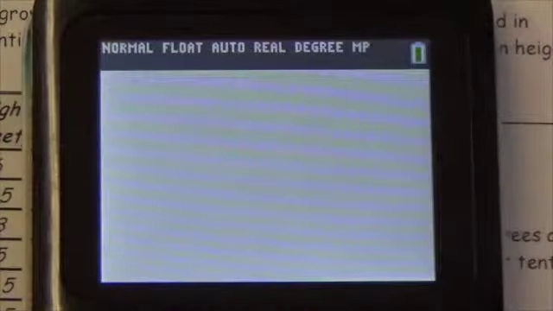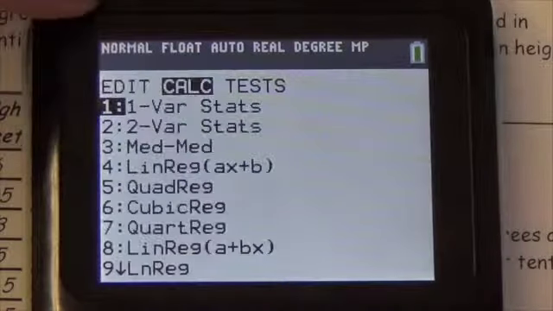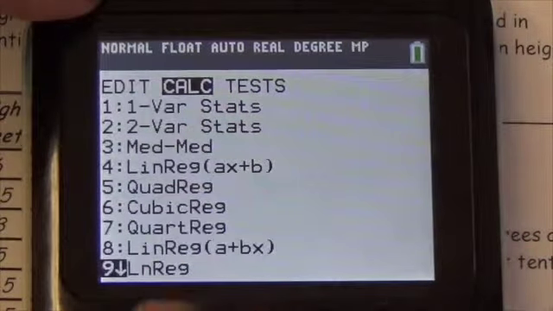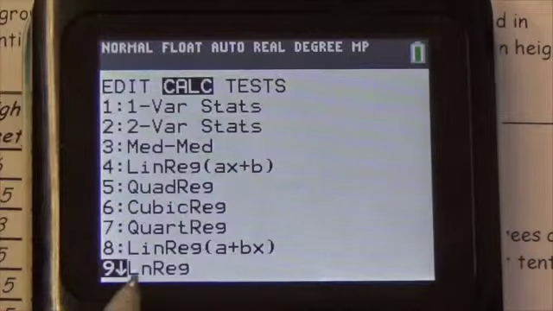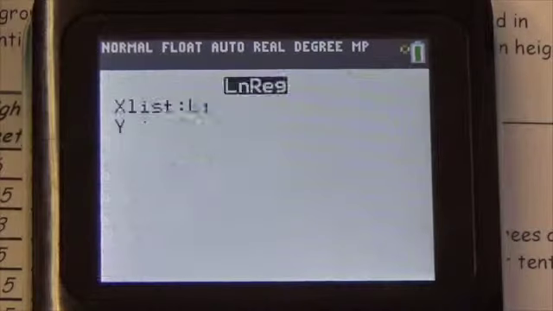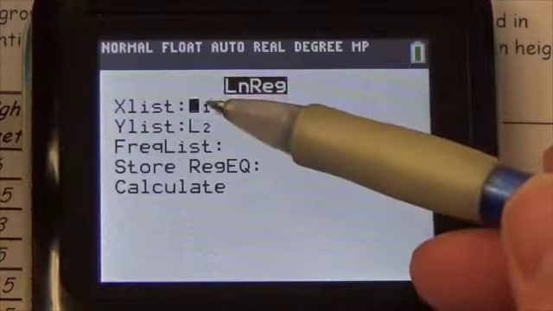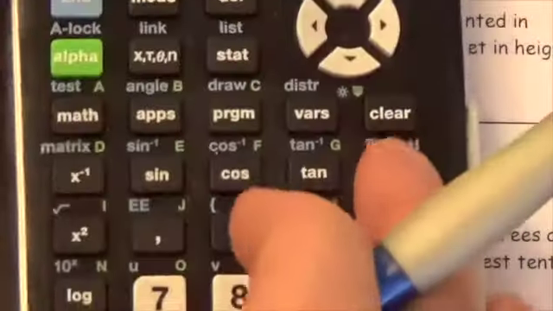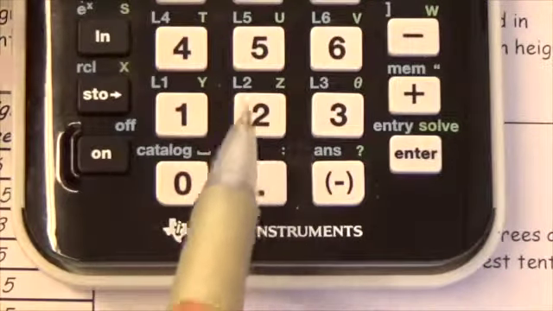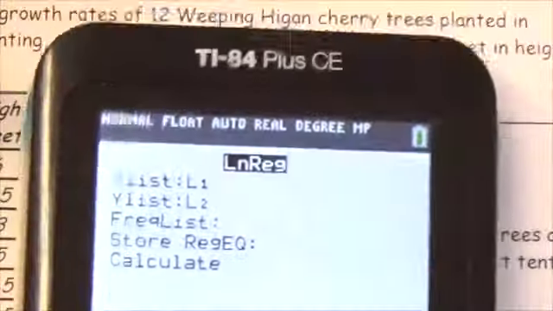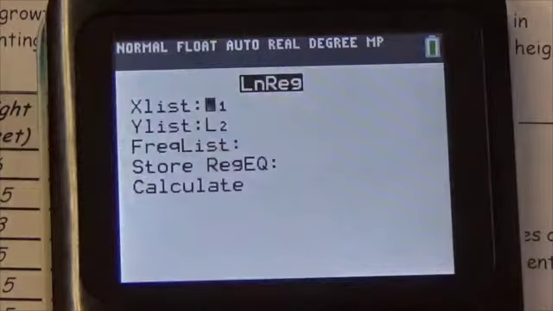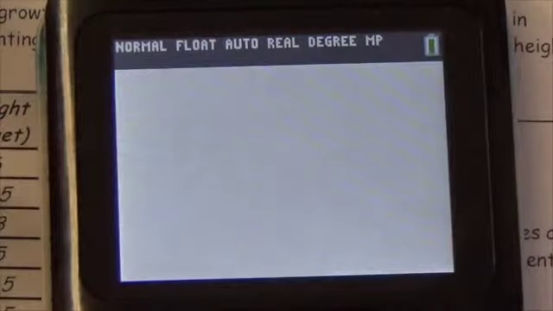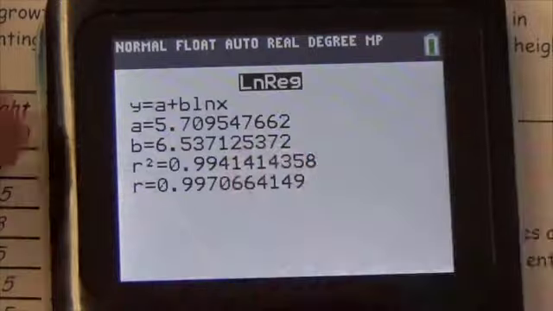I press stat. This time we're going to go over to the calc operation here. And this is the one that we want, the ln reg. Remember, this is going to be a natural logarithm, the base e, that special number e. So we choose that. If you're using an older calculator, you're probably going to have to enter list 1, comma, list 2. And remember, the comma button is the one right above the 7. And I get list 1 and list 2 from going second 1, second 2 here. If you've got a calculator that does this, you just have to press enter until you get down to calculate. And so here we go.